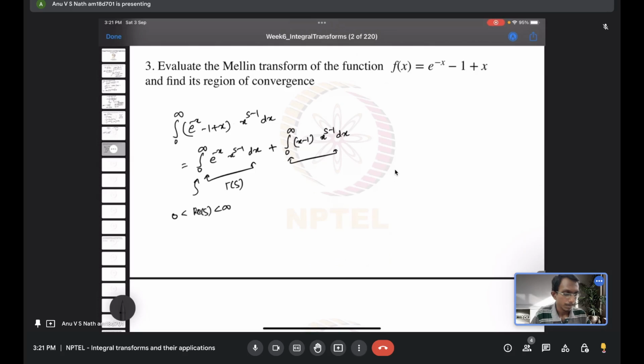Okay, I guess that is clear. We need a specific region of s. So let's say we take one out. This integral we can also split. If you expand it, it is just the integral of x raised to s dx from 0 to infinity, minus the integral of x raised to s minus 1 dx from 0 to infinity.